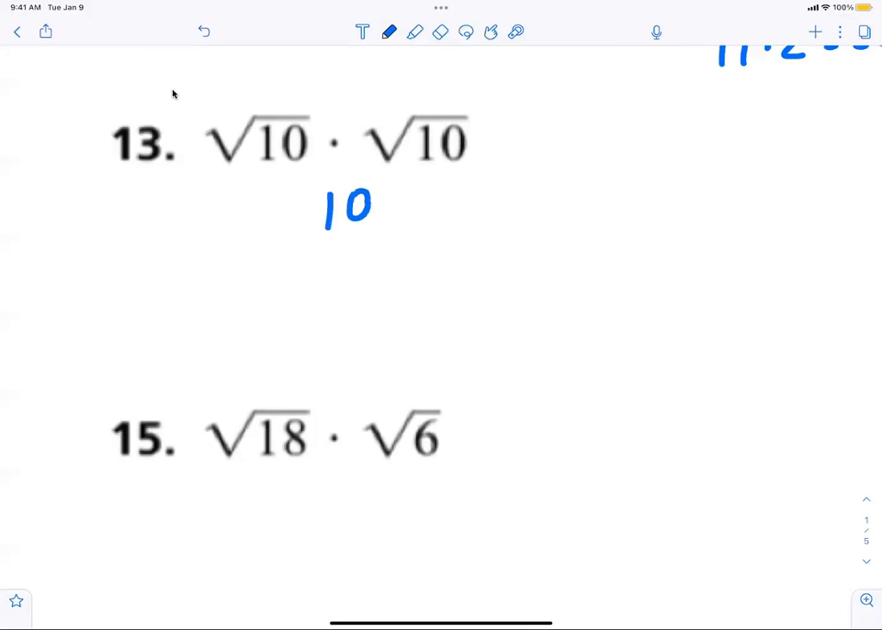Now let's say you're not listening. 10 times 10 is what? 100. Square root of 100 is what? 10. Is it the same answer? Yeah, it's just the long way.